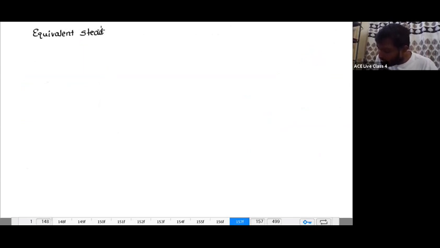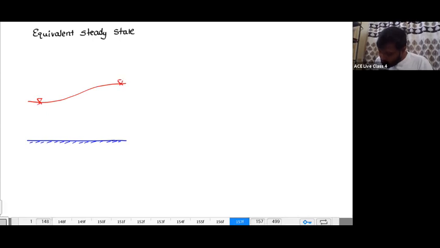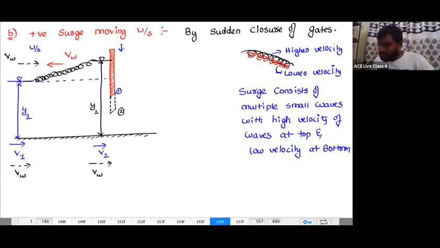For the equivalent steady state, now you can observe whatever this depth, here it is y1 and this depth, here it is going to be y2. Now you tell me, the imaginary velocity is going to be in the direction of the flow or not?